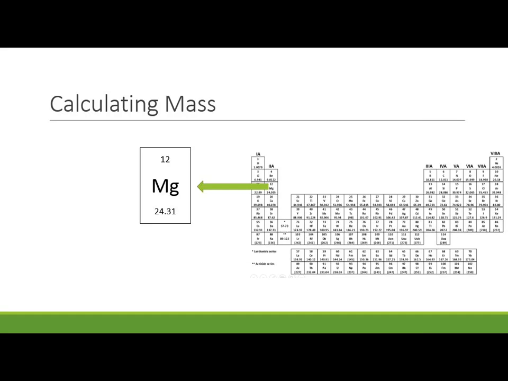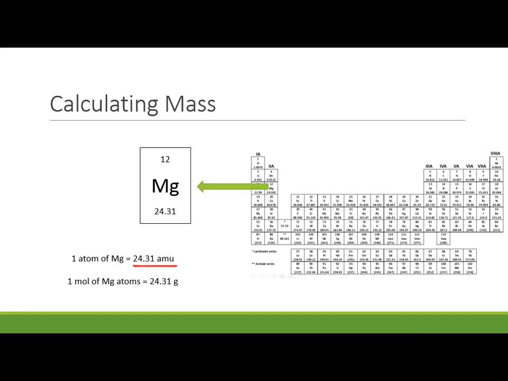So if you were to pull out your periodic table, you would see a little box like this for, let's say, magnesium, and let's go ahead and look at this number on the bottom. Now we've said that this is the atomic mass, or the atomic weight, right? But there's something really important about this. This tells us that if you could somehow pick up 1 atom of magnesium and put it on a tiny, tiny scale, it would actually weigh 24.31 atomic mass units. Okay, that's the weight of 1 atom of magnesium.